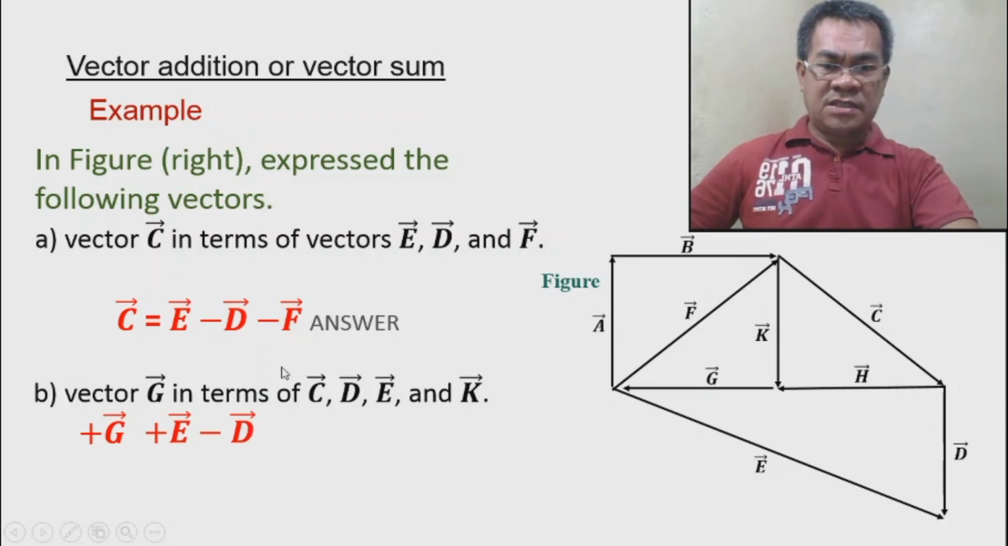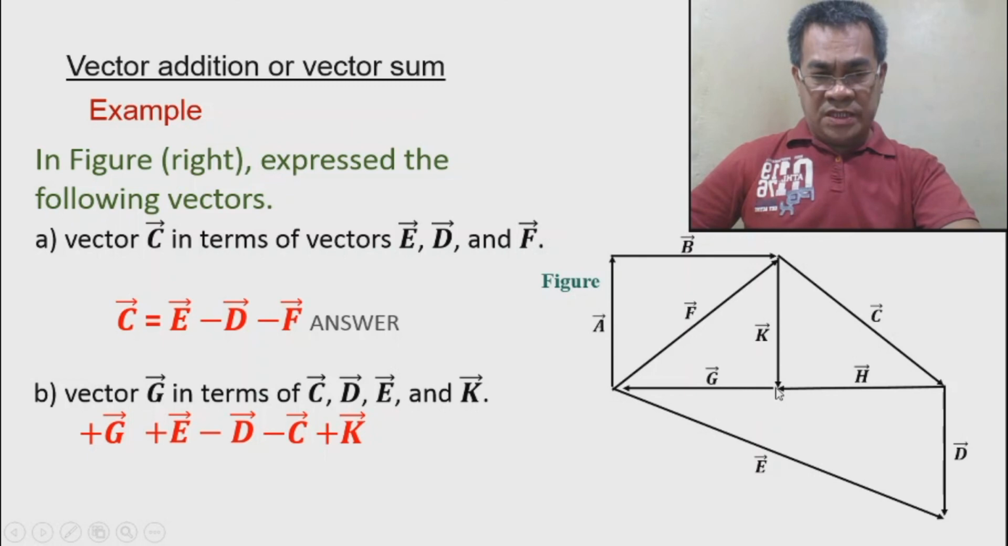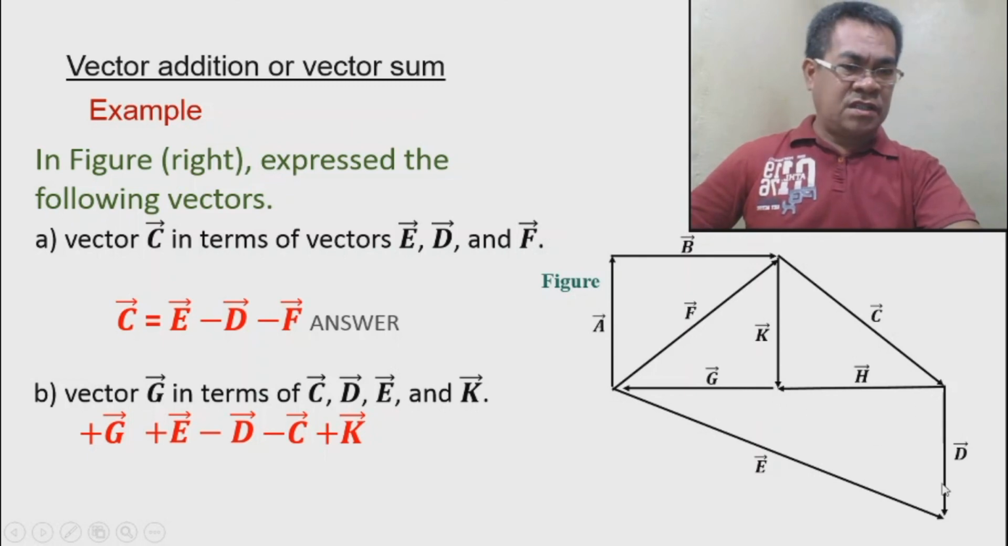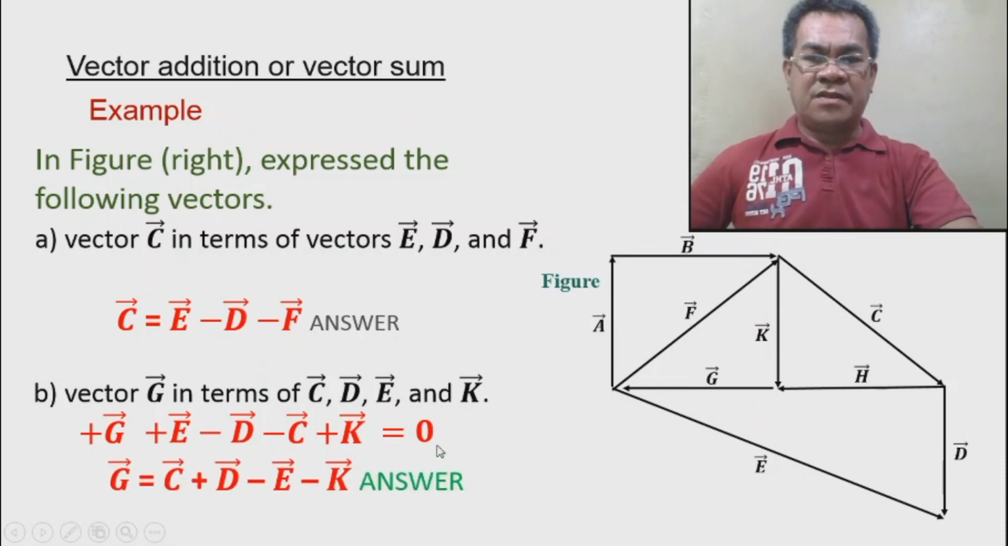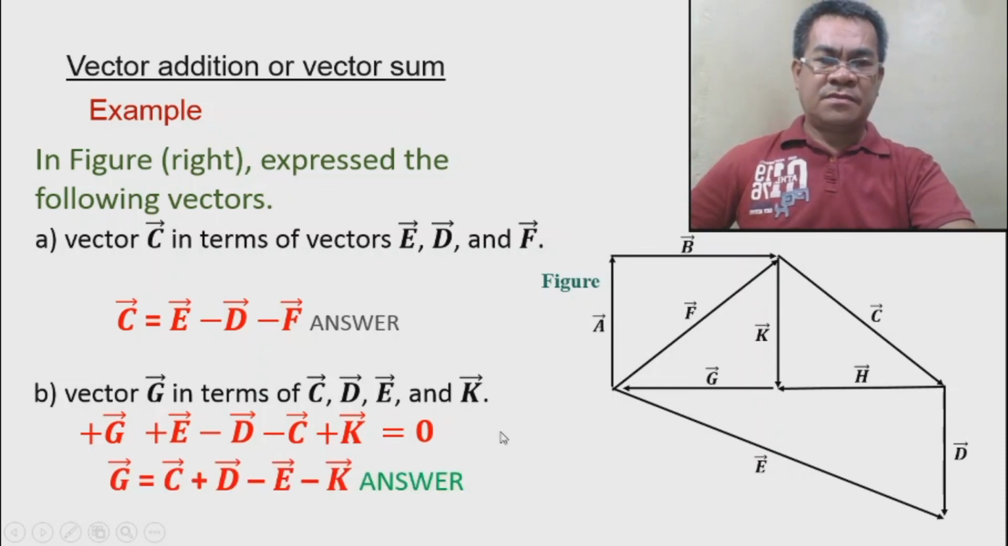Because this is against. Then we have letter C. Letter C is again negative, against. And K is positive. Then we already close the polygon because we start here and end up here. By the way, you can use any point and will arrive at the same result. Then equate this to 0, use your algebra, and we are able to solve this problem.